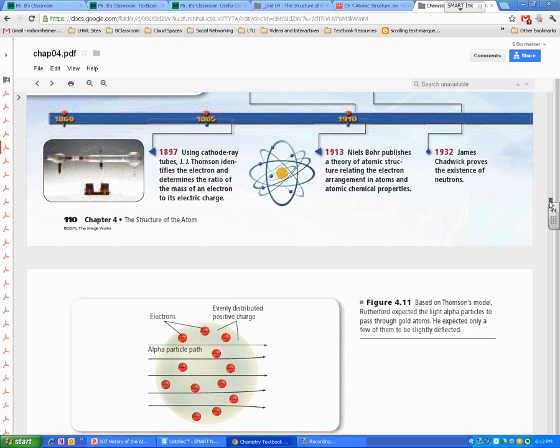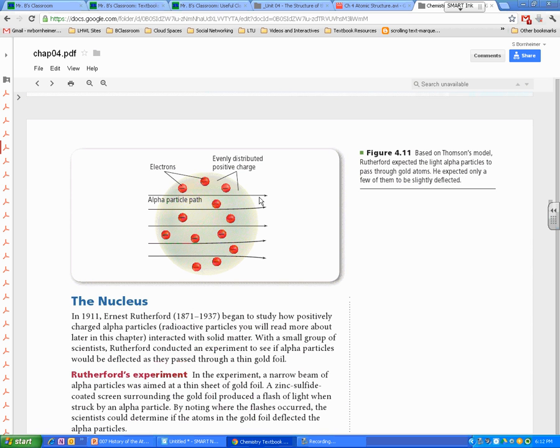Okay, if we scroll down a little bit, we see what should have happened had alpha particles been shot at a plum pudding model. And like I said, I did a bad job of explaining this at first. I hope that you have a good understanding of it now. Alpha particles, had it been a plum pudding model, should have gone straight through, like the arrows indicate, because everything would have been evenly distributed. It would have been like walking through a loose crowd of people.